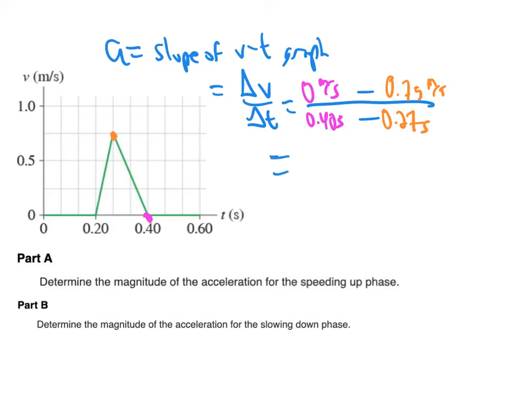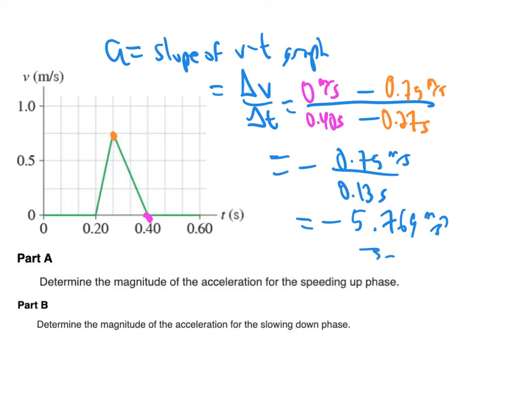So we end up with minus 0.75 meters per second over 0.13 seconds, or we get something like minus 5.769 meters per second squared, which becomes, when we round it to our 2 digits, minus 5.8 meters per second squared. Now, interestingly enough, the textbook does not give that as their answer.